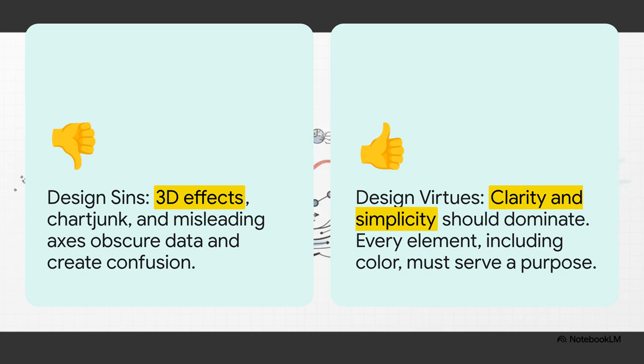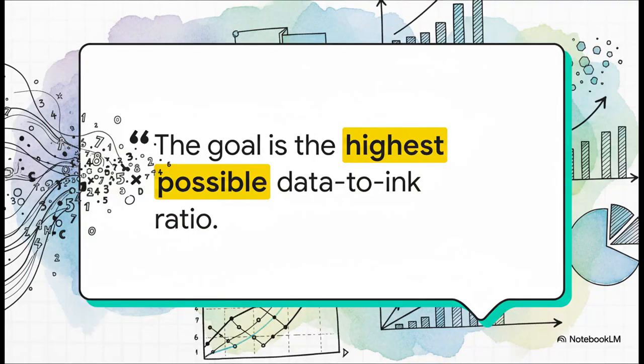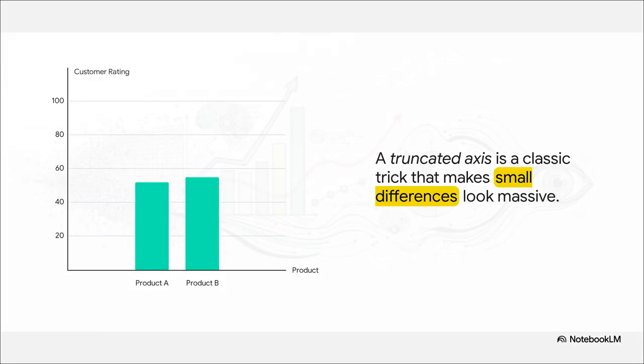They just cause confusion. The goal should always be clarity and simplicity, where every single thing on that chart, especially color, is there for a reason. The absolute pioneer of data visualization, a guy named Edward Tufte, he put it best. He said, above all else, show the data. He talked about aiming for the highest possible data-to-ink ratio, which is a fancy way of saying that every single drop of ink on a graphic should be there for a reason, to give you information, not just to look pretty.